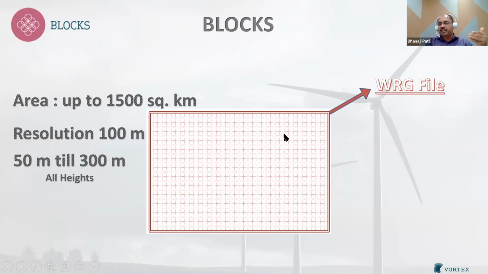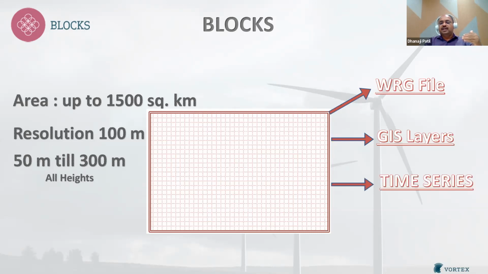The output, first, will be the WRG files. So you will get a WRG file for all of this 1,500 square kilometer area. You will also get GIS layers for different metrics: mean speed, temperature, density, turbulence, whatever metrics you need. The map layers, you can download the GIS layers. Then, as we discussed in the previous slide, Blocks is a combination of WRG plus time series data. So one can download time series data for each of the node points of this Blocks area. And whenever you want to extract the TAB file output for any of these points, we can extract the wind distribution information in a TAB file.